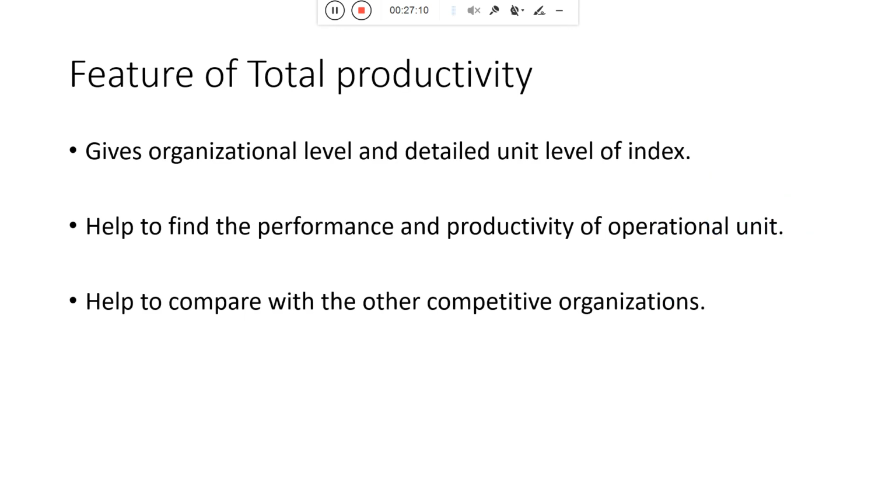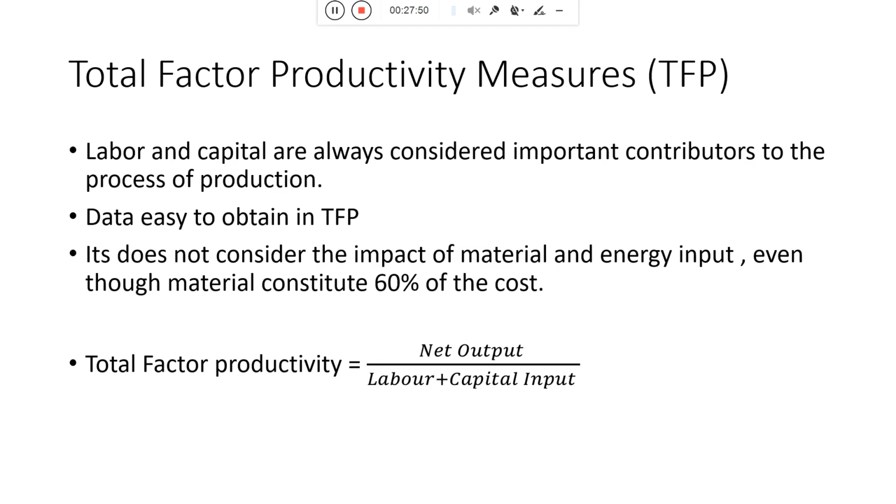So the next is the features of the total productivity. As I just discussed, it gives the organizational level and the detail unit index. It gives the entire organization's productivity, and it helps to find out the performance and productivity of operational units. Suppose there are different operational units of one public limited company; you can compare them on the basis of this total productivity. It also helps to compare with other competitive organizations.